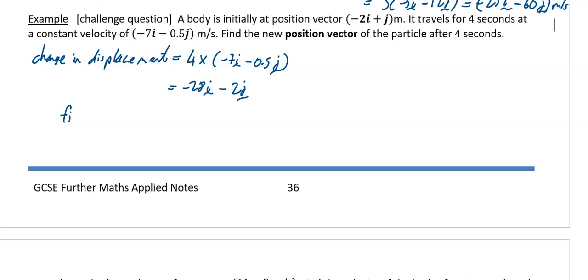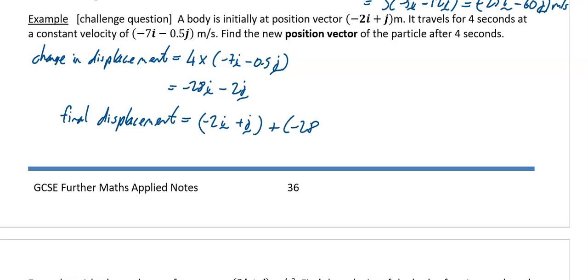So then my final displacement is equal to my initial displacement, which was my initial position vector of minus 2i plus j. I'll put that in the bracket. Plus then my change of displacement, which was minus 28i minus 2j. And if you do that, what you will get is minus 30i and minus j. And that's going to be meters.